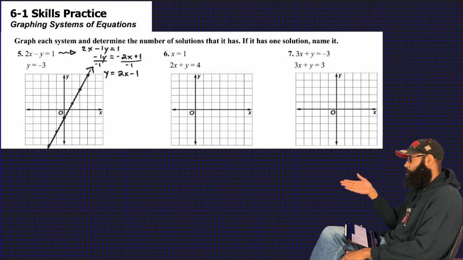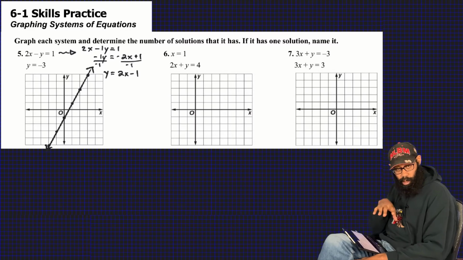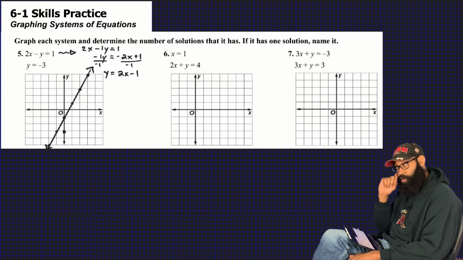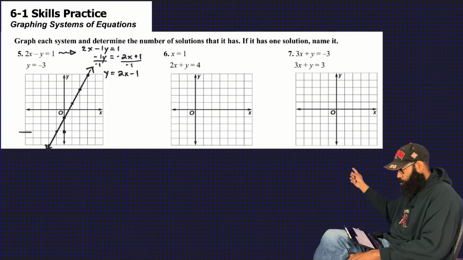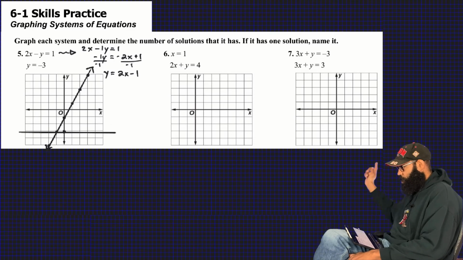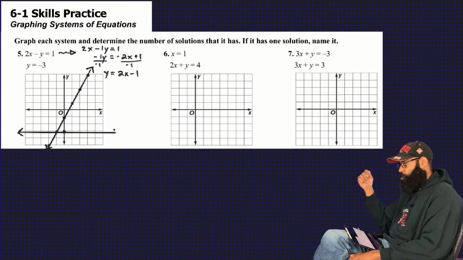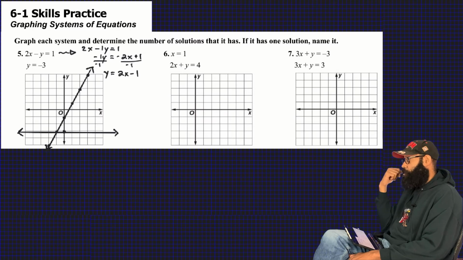Now, again, it's real important you guys remember the second equation of this system of equations is a single variable, y is equal to negative 3, which in my mind I go, okay, well, there's negative 3, boom, and then there's going to be negative 3 all the way across. So I can see where the two lines intersect, which is telling me it has one solution.